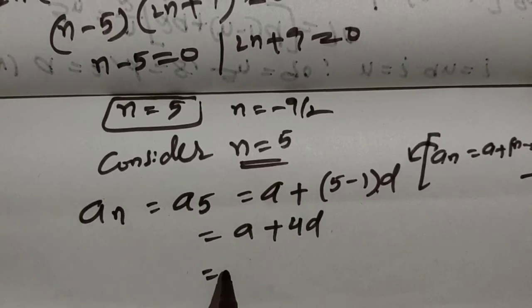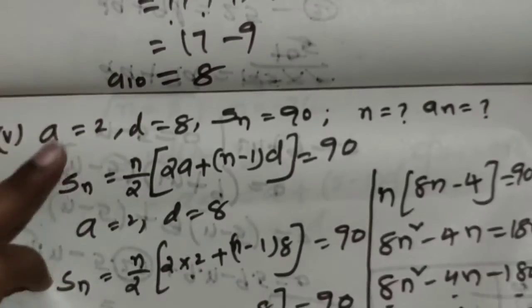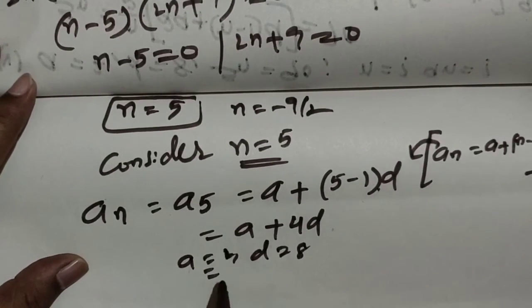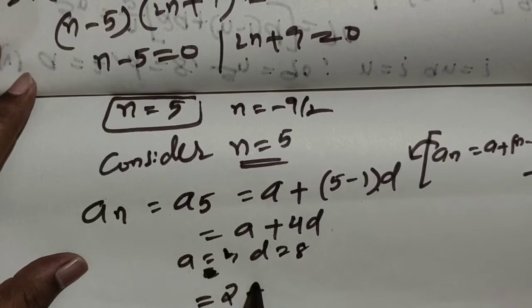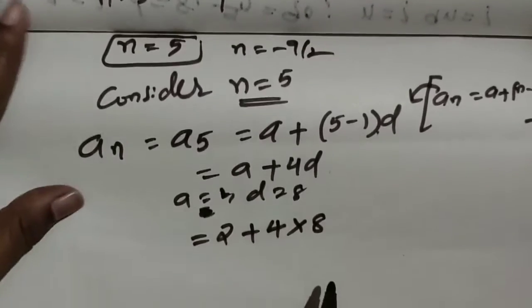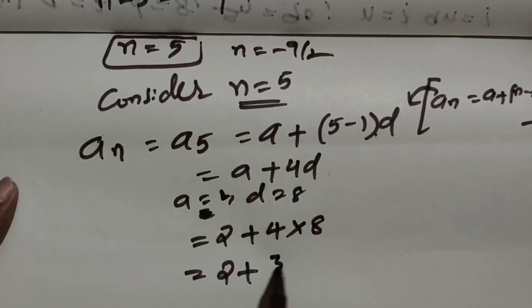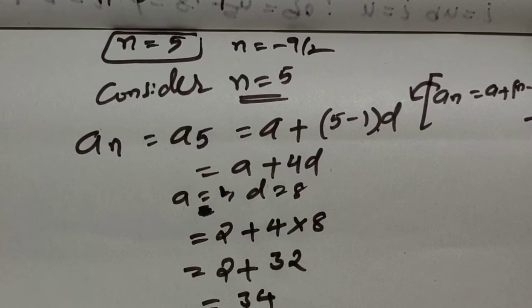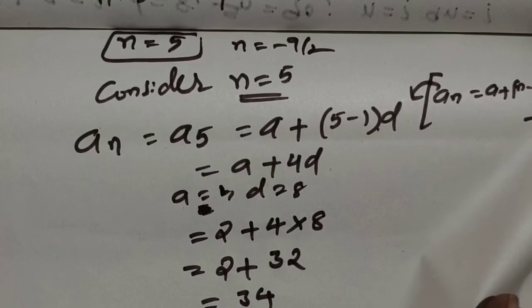Then what is a value here? A value 2 and d value 8. Substitute a value 2, d value 8. Then we get easily that a5 is 2 plus 4 into 8. Then simply we can get 2 plus 32, that is equal to 34. So like this we can get this a. And again here one more of the same type, at sixth also the same type of option. Let us do it, very important.